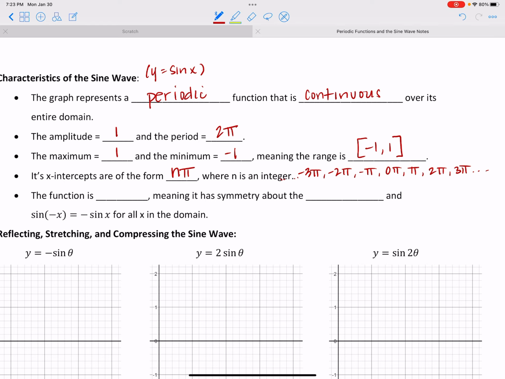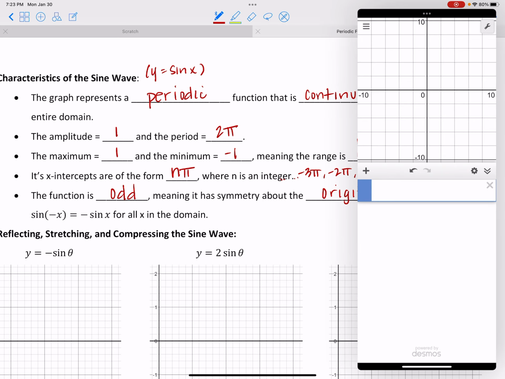And then one last little detail, get a little review from college algebra. We would call this an odd function. An odd function meaning that it has symmetry about the origin. And that's sort of a hard one to visualize for some people. So let me show you a couple things in Desmos real quick.